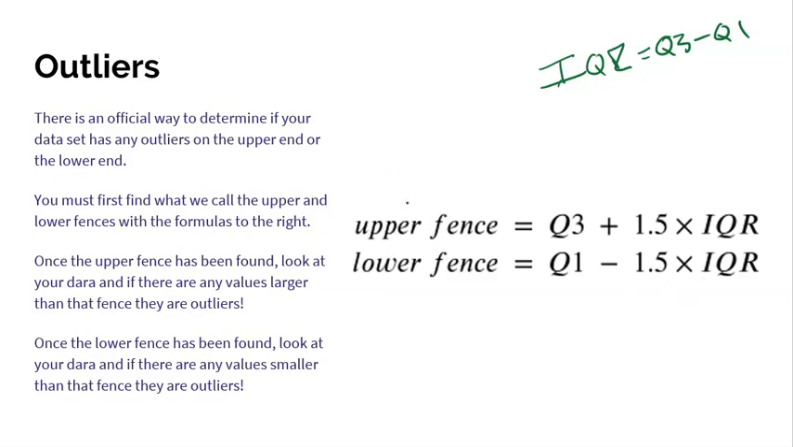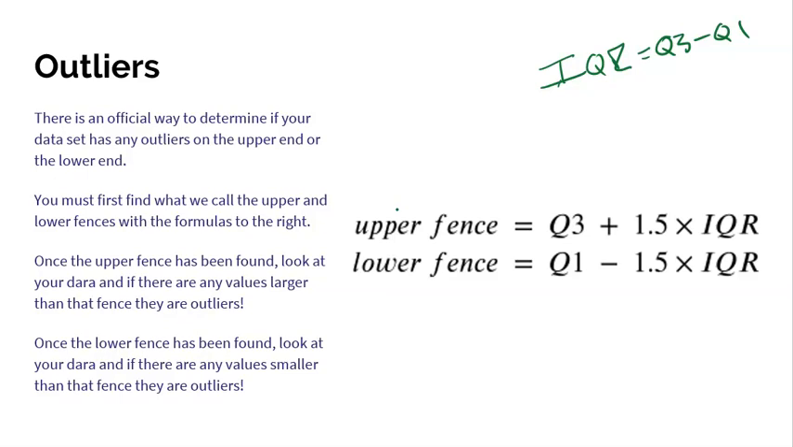So you find these fences, right? These are like imaginary numbers. These are not actual values in your data set. They're just fences that we found by using this formula. Now, once you find these fences, look at your data. If any value is above that upper fence value, it is considered an outlier. Then you look at your data, and if there's any data values lower than the lower fence value, it is considered to be a lower outlier. So instead of just kind of saying, yeah, that looks like it's an outlier, it's pretty big, or that looks like an outlier, it's kind of small, we're going to actually define them using these formulas.